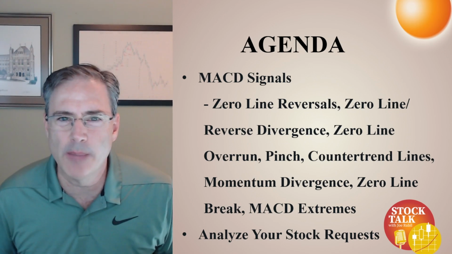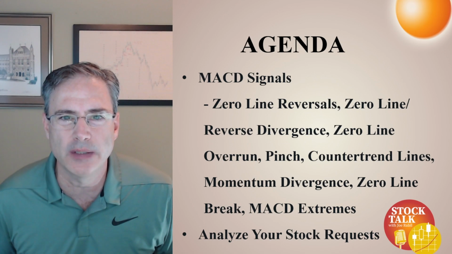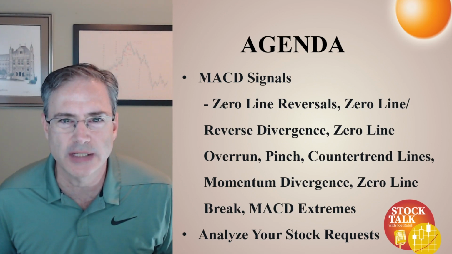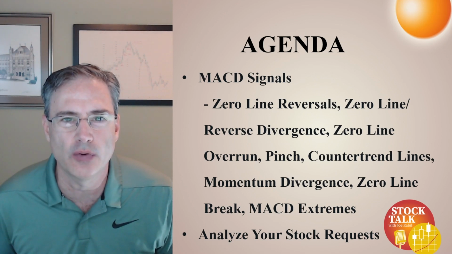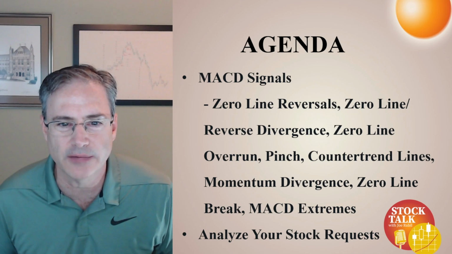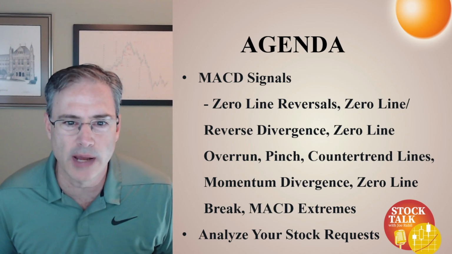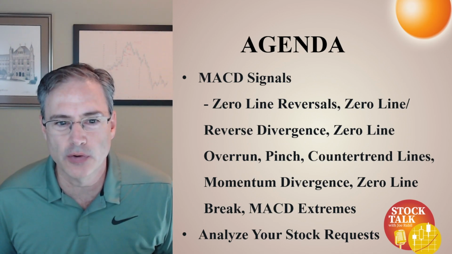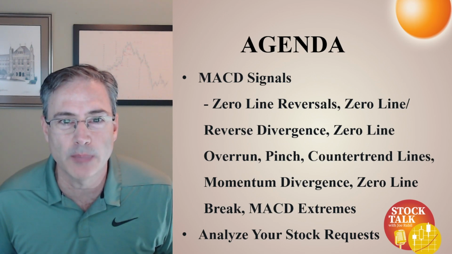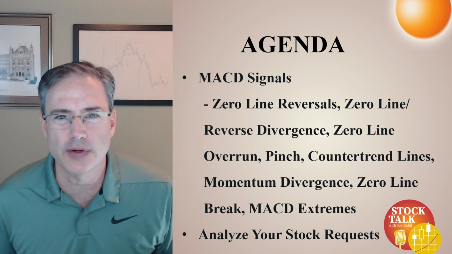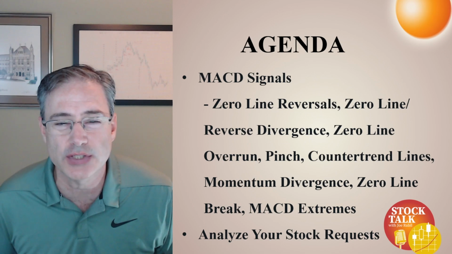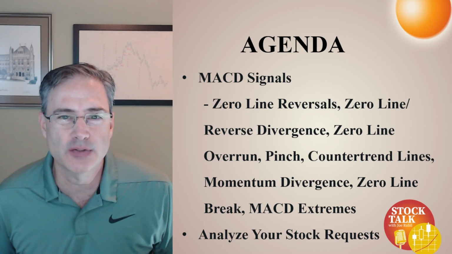I think MACD can be a big advantage at helping with reversal signals in trends. So if a stock is pulling back in a trend, I think the MACD can be very useful in that situation. So we've got a lot of different signals listed here. Zero line reversals, the zero line reversal and the reverse divergence combo. Zero line, and then the question of whether it's a zero line overrun, which is actually still pretty bullish, versus a zero line break. So I want to touch on that.